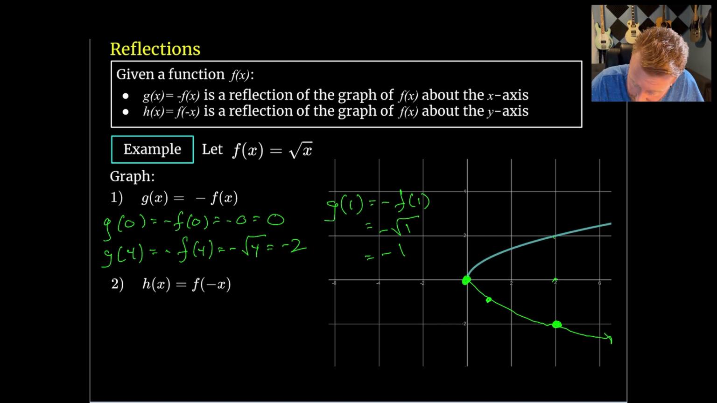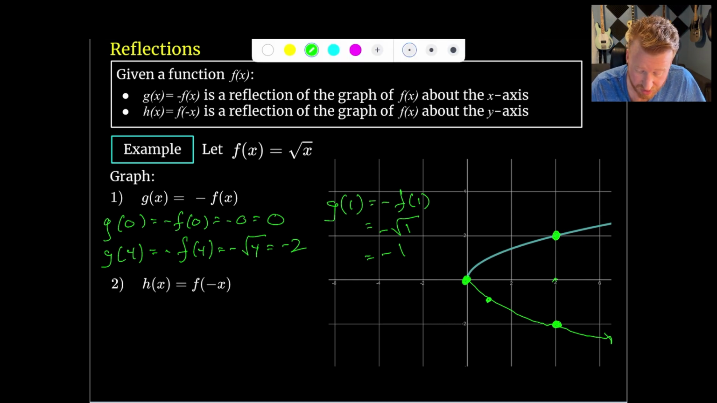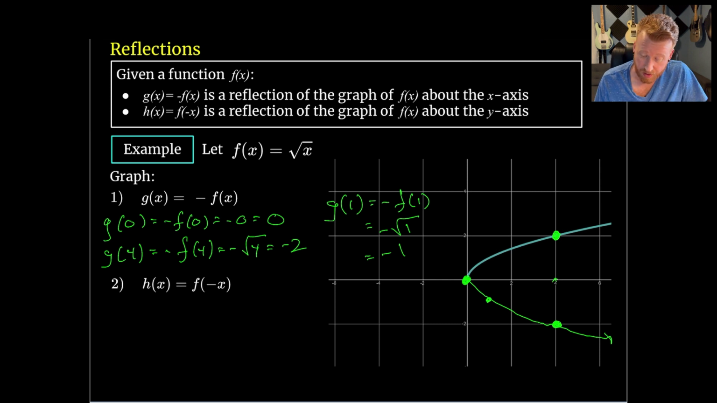If we're looking at some output value and then making it negative, well, it's going to send it to the other spot, the other output value. And if it started out being negative, well, then it would just send it back to being positive. So there we have a reflection about the x-axis. Now we'll look at a reflection about the y-axis.